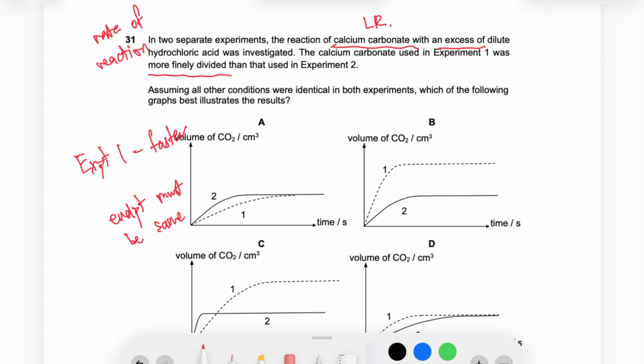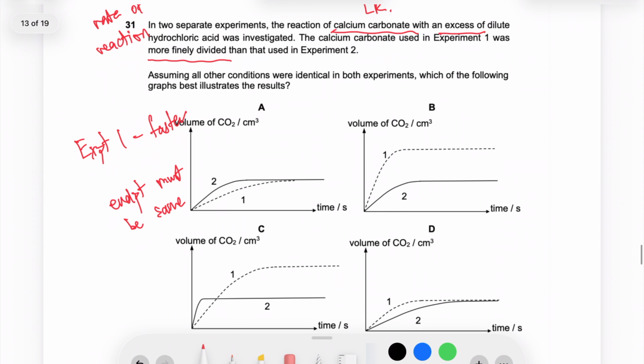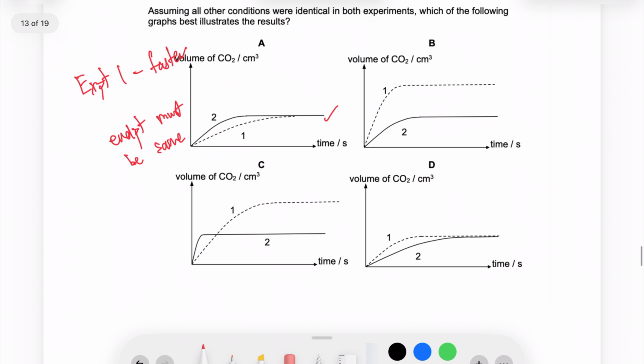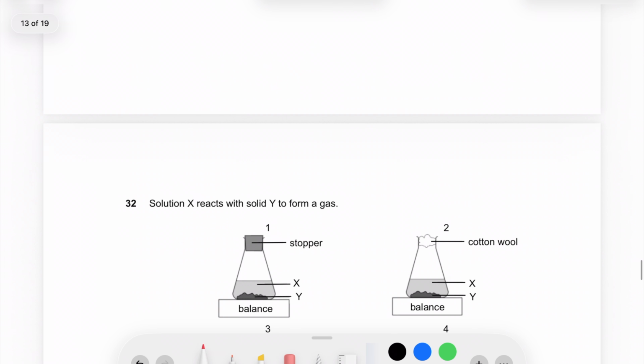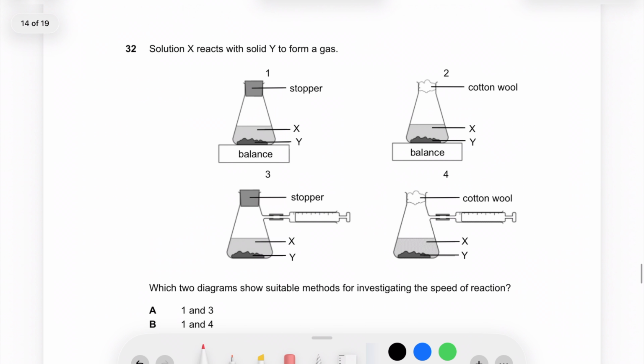Because they didn't mention here, we are assuming that the mole or the mass of calcium carbonate used will be the same amount. So it means their endpoint must be the same. But experiment 1 must be faster, so this one must be steeper. So the answer will be D. Okay. Question 32.